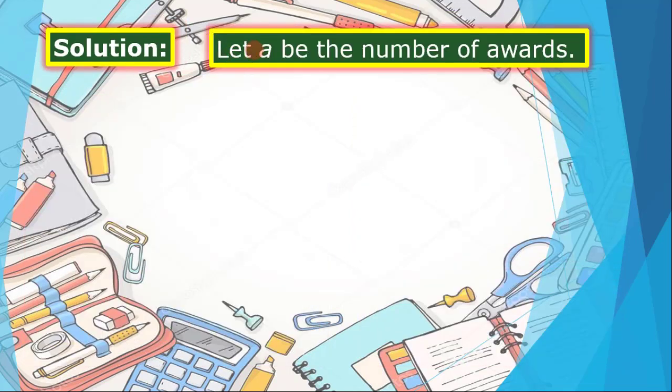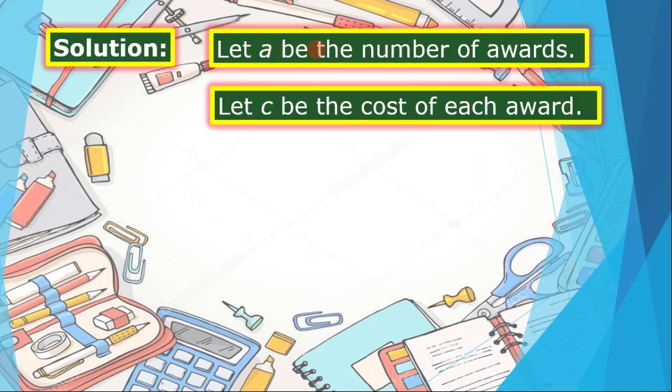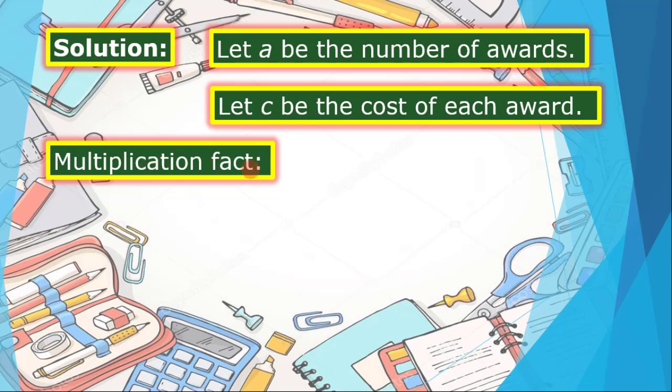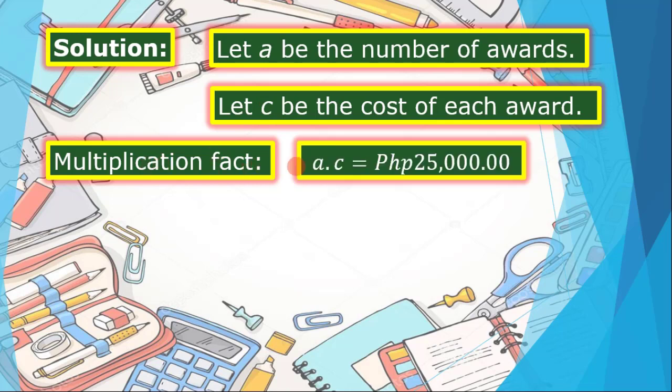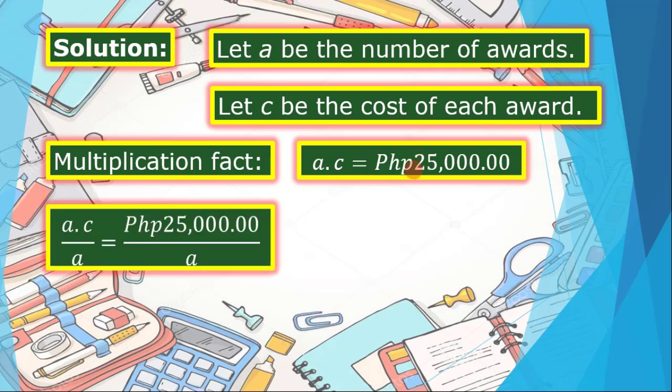For the solution, we let A be the number of awards given. Then we let C be the cost of each award. And of course, obviously, it is a multiplication fact that the number of awards given times the cost is equal to the budget of the school, which is 25,000 pesos.